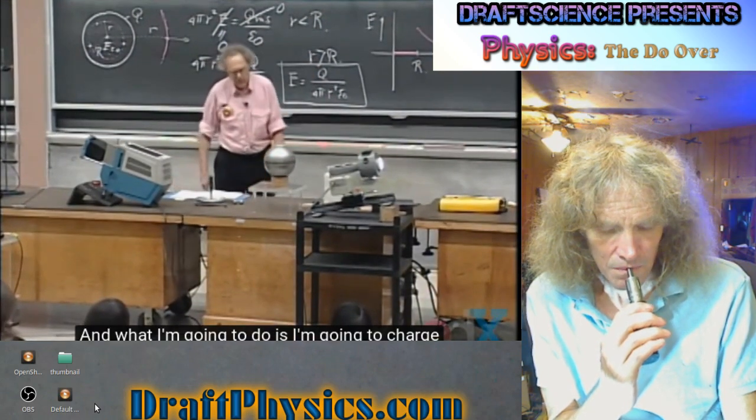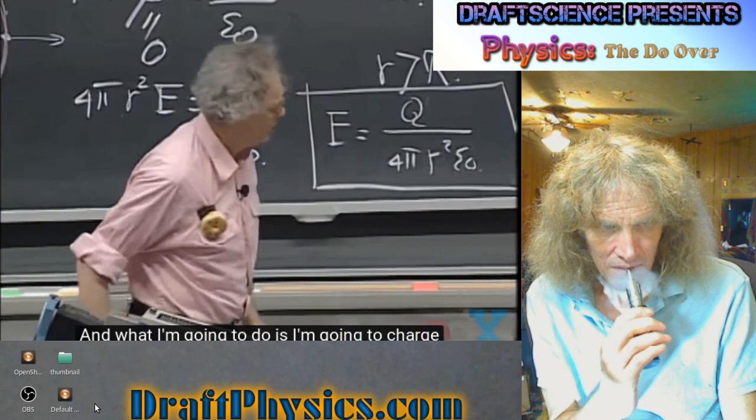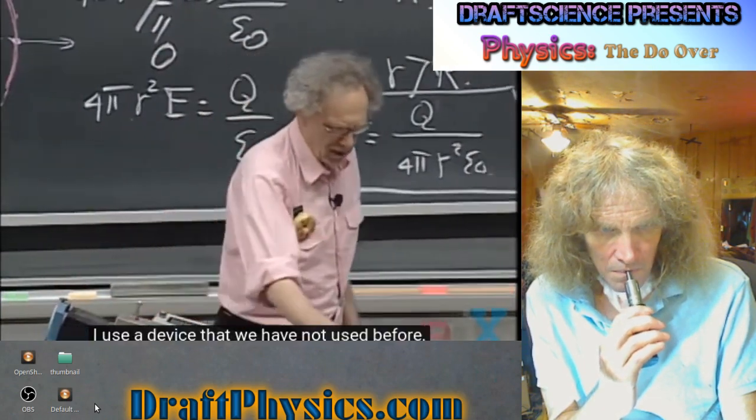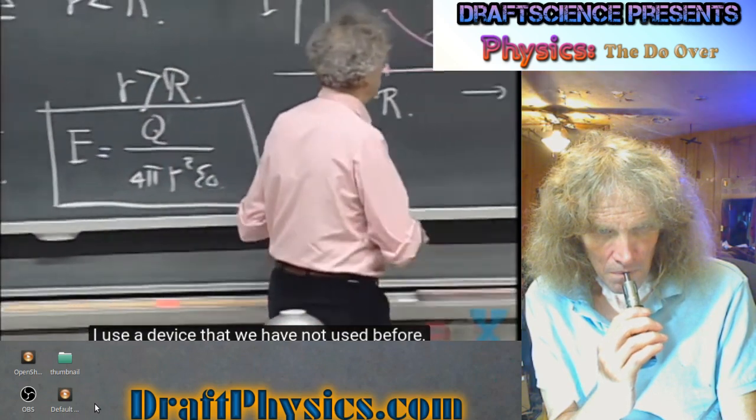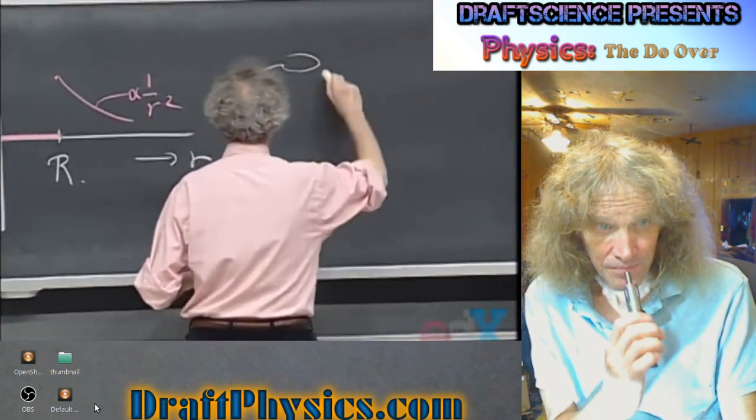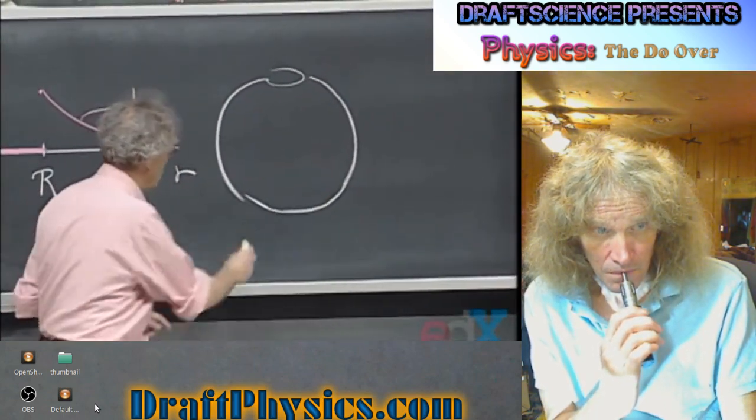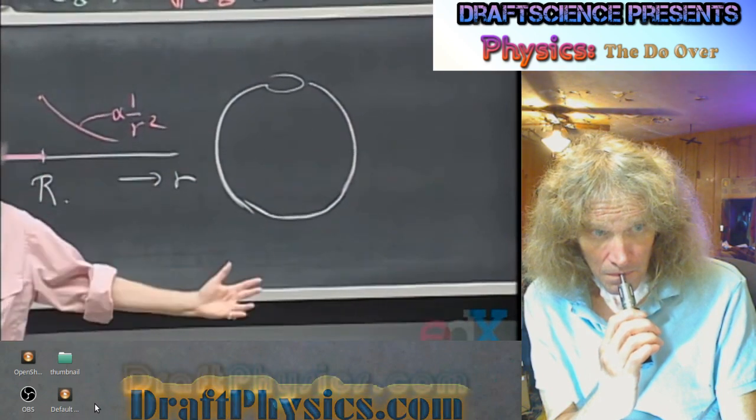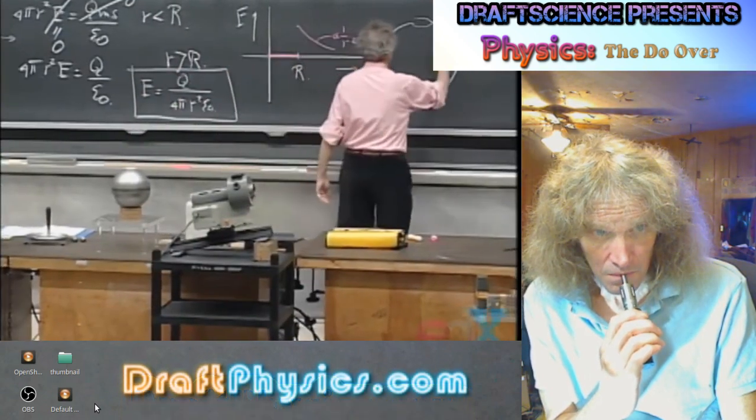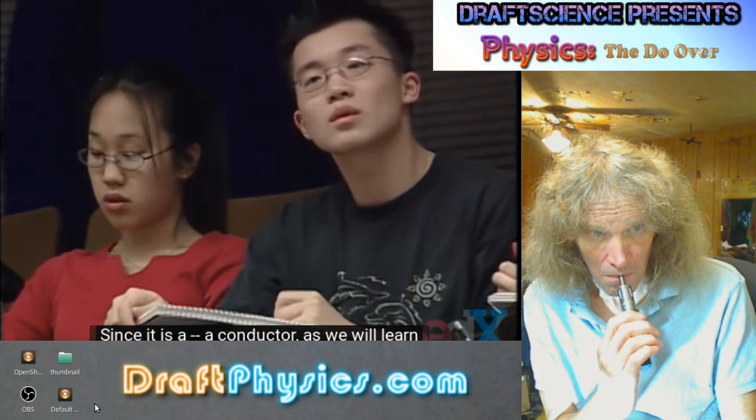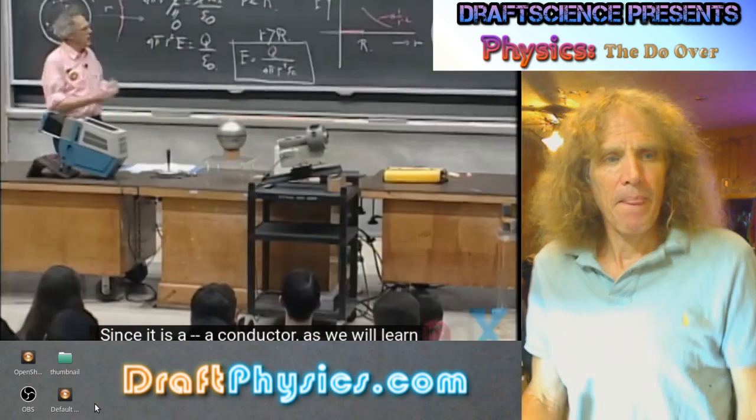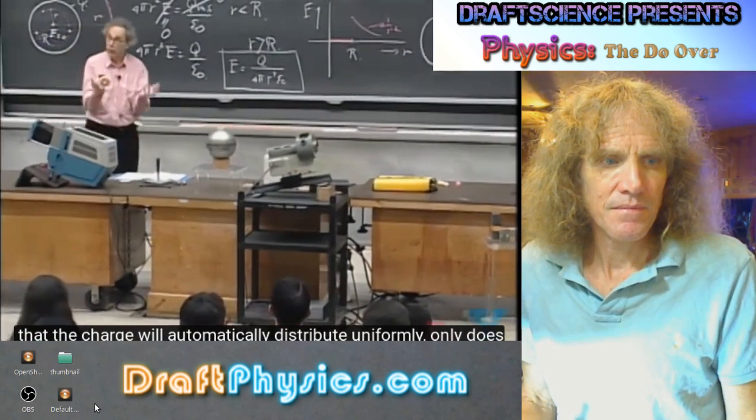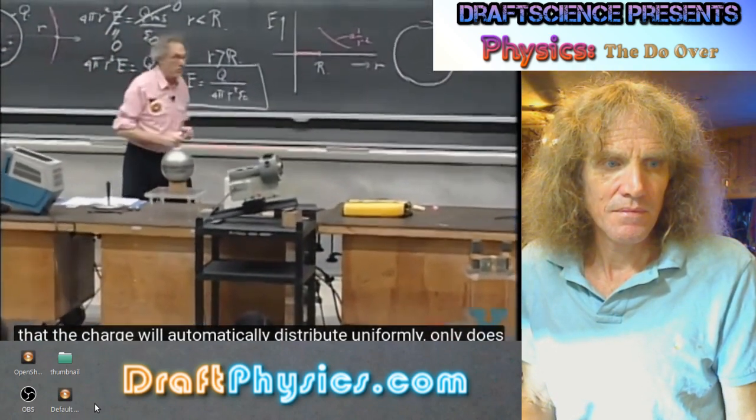And what I'm going to do is I'm going to charge this sphere. I'm putting charge outside. I use a device that we have not used before, but that's not so important. But here is now that hollow sphere. I'm going to put charge on there. Let's suppose it is positive charge. So this will be positively charged. Since it is a conductor, as we will learn, I think the next lecture, or at least this week, the charge will automatically distribute uniformly. It only does that on a conductor.